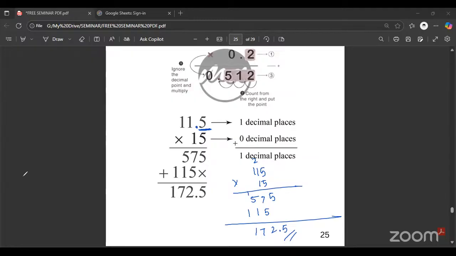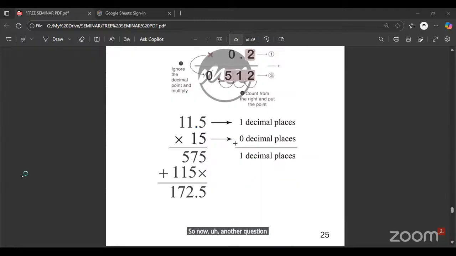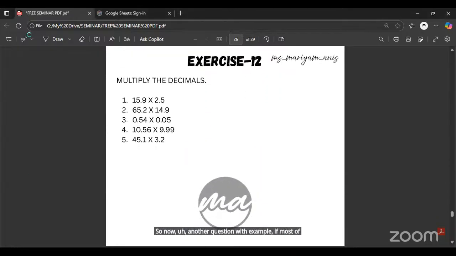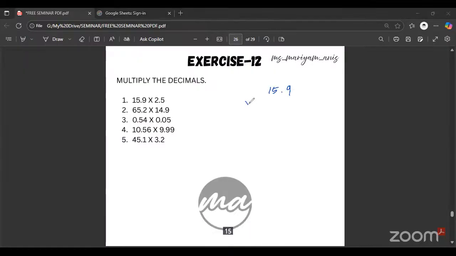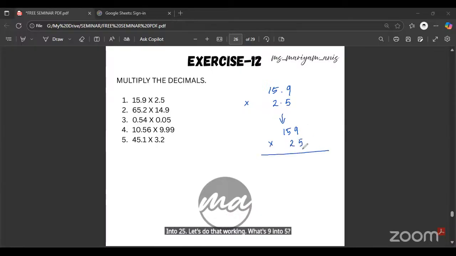So now another question with an example. If most of you are confused, I'm taking this one. 15.9 into 2.5. Okay, I'm going to take this as 159 into 25. Let's do that working. What's 9 into 5? 45.